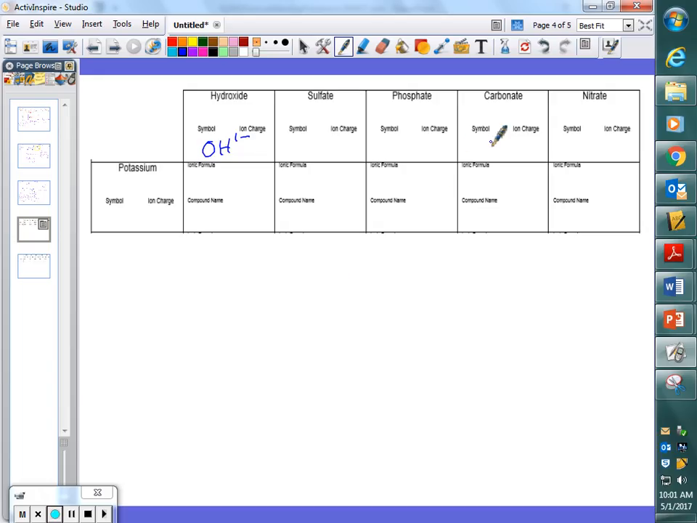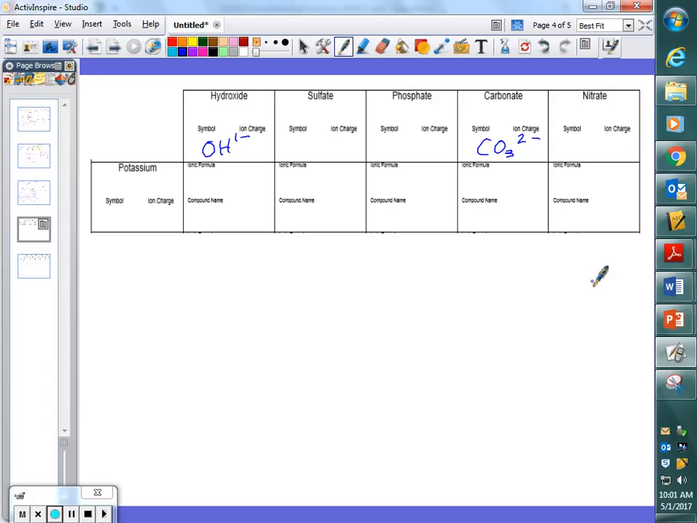We also talked about carbonate this morning. Carbonate is 1 carbon and 3 oxygens, but how many electrons did that carbonate have to gain to get everybody to where they needed to be? Do we remember? 2. So its charge is 2 minus.